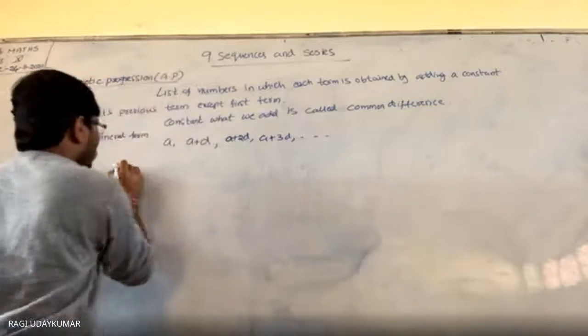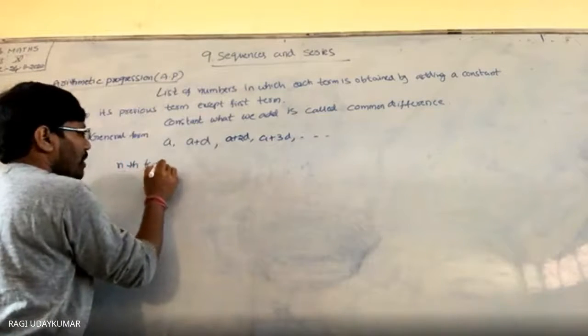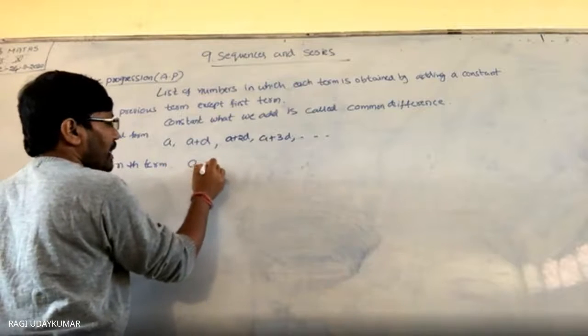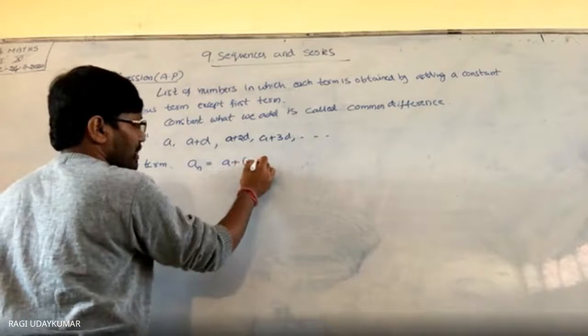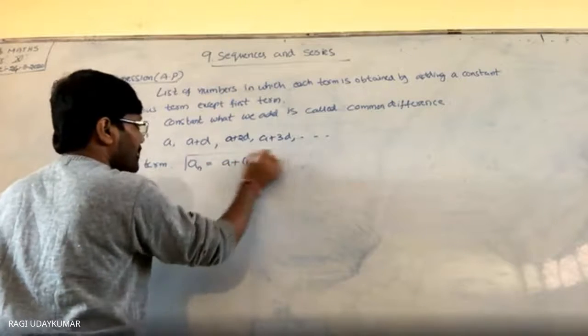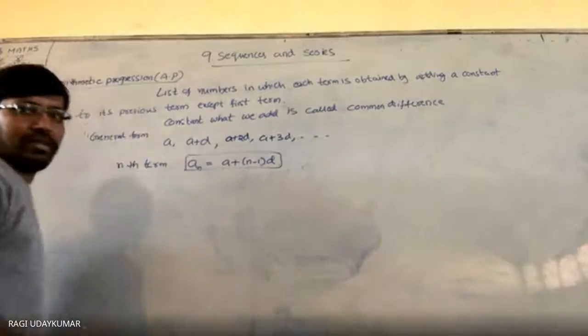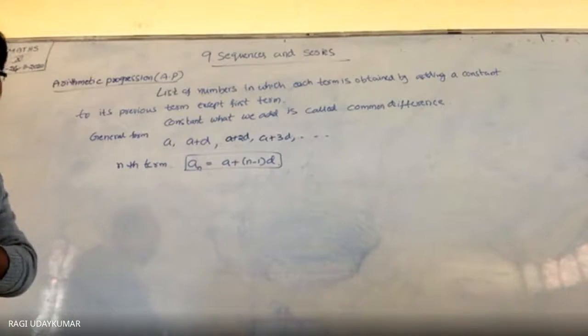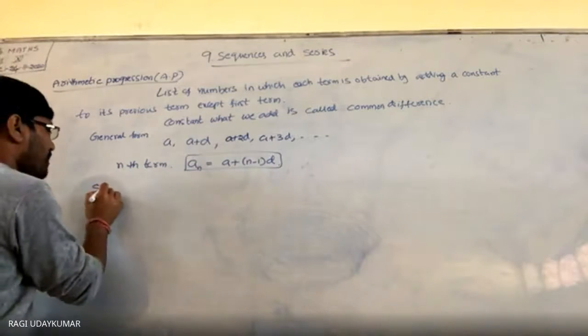So the nth term of an arithmetic progression, in the same way, is denoted by a n, which equals a plus n minus 1 into d. This is the nth term of an arithmetic progression. And next, sum of n terms.